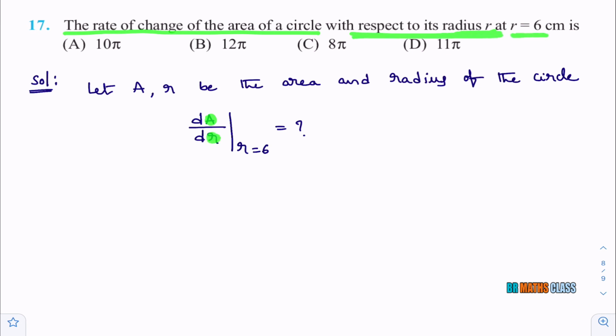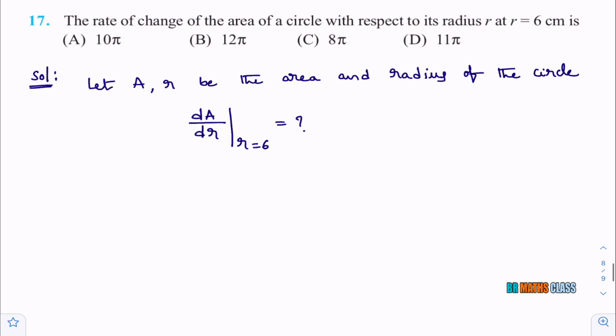This is important. Many students get confused and calculate dA by dt. But in the question they are directly asking the rate of change of area of circle with respect to its radius. That means we need to calculate dA by dr. Okay. To solve this problem, I'll take the area of the circle. Area of circle formula is what? Pi r square. As I need dA by dr, I'll differentiate this with respect to r on both sides.